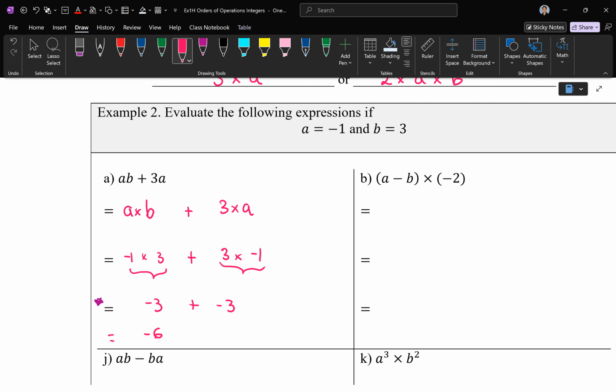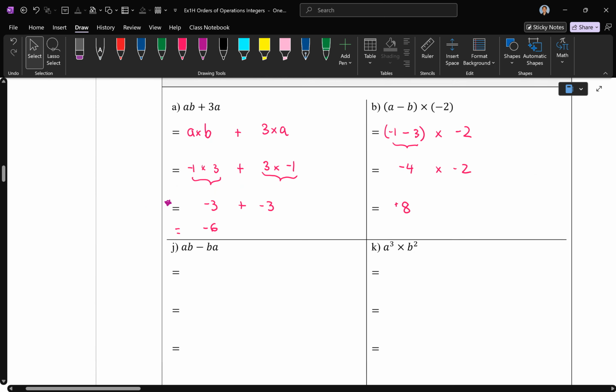Next one, let's go with A minus B. So A is negative 1 minus B, which is 3, times, and this one is just a negative 2, okay? And so with BODMAS, we would do the brackets first. In the brackets, negative 1 minus 3, look at the number line. So negative 1, and you're going further left by an extra 3, that gives you negative 4 times negative 2. Now we're back to exercise 1G, where you're multiplying negative numbers. 4 times 2 is 8, and double negatives we know is a positive, so it's a positive 8 there, okay?